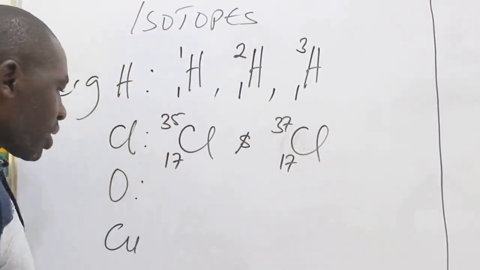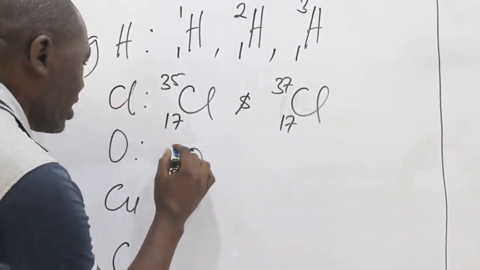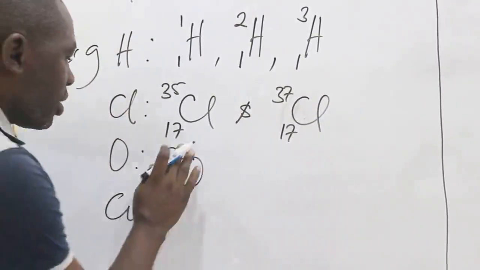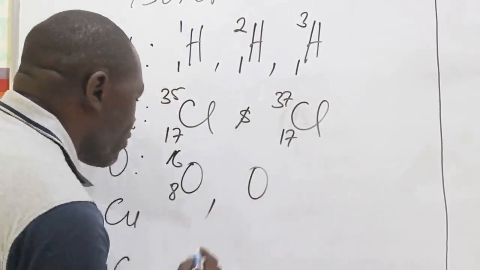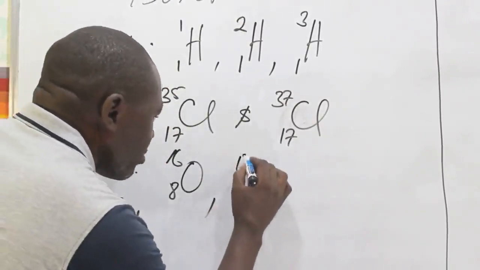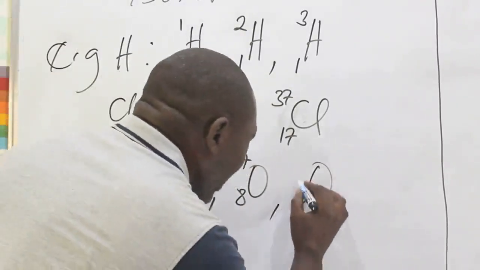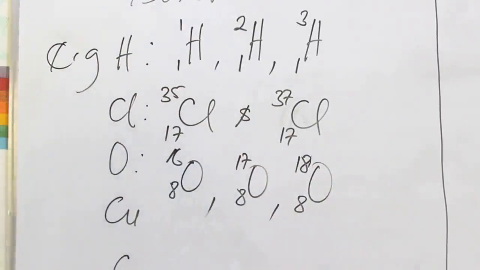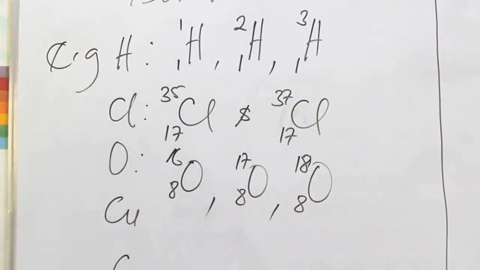Then oxygen. We have oxygen with atomic number 8, mass number 16. Sorry. Then we have another isotope of oxygen with atomic number 8, mass number 17, and another isotope of oxygen with atomic number 8 and mass number 18. All these are isotopes of the same element. They are atoms of the same element because they have the same atomic number.